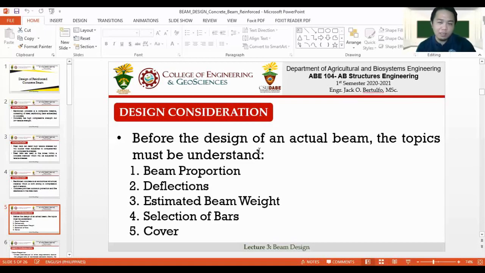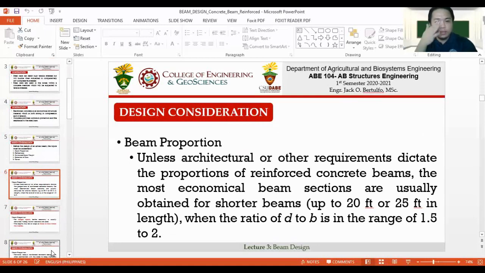But we will discuss it later on in the discussion about construction materials. Okay, so for now, let's discuss these five, and let's start with beam proportion.